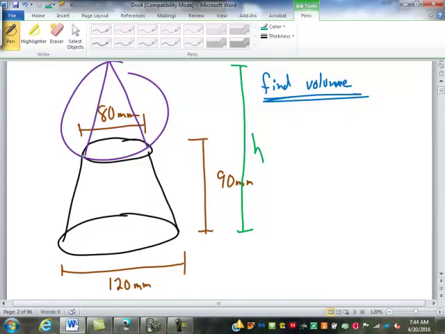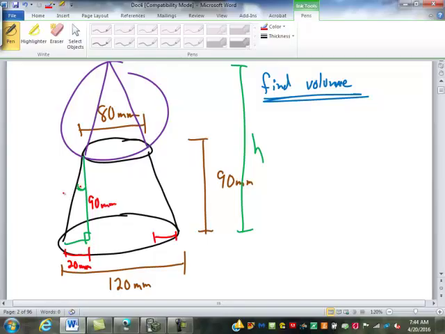Well, we can do a taper angle by cutting this right here. What's this taper angle got to be? Well, what's this length down here have to be? 120 minus 80 is 40, right? Half goes each direction. This is 20 millimeters here. There would be 20 millimeters over here too, right? Does that make sense? And of course, this is 90 millimeters.